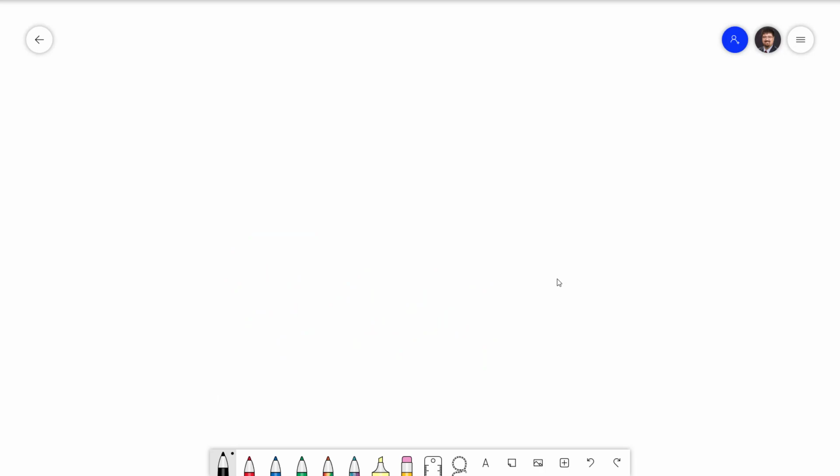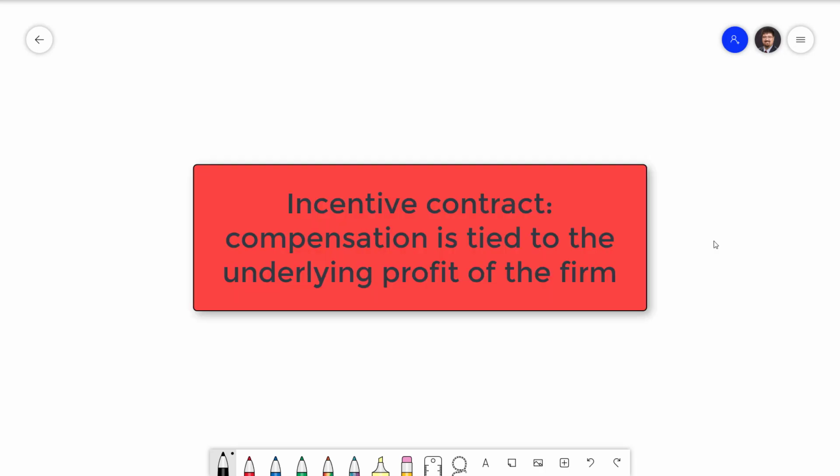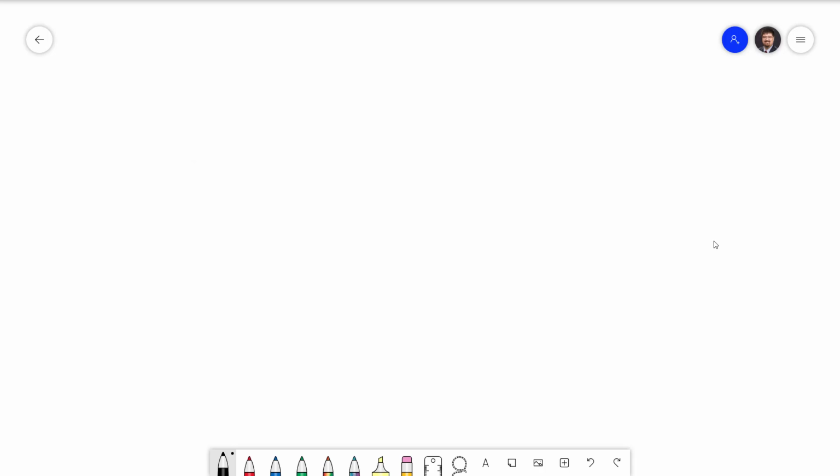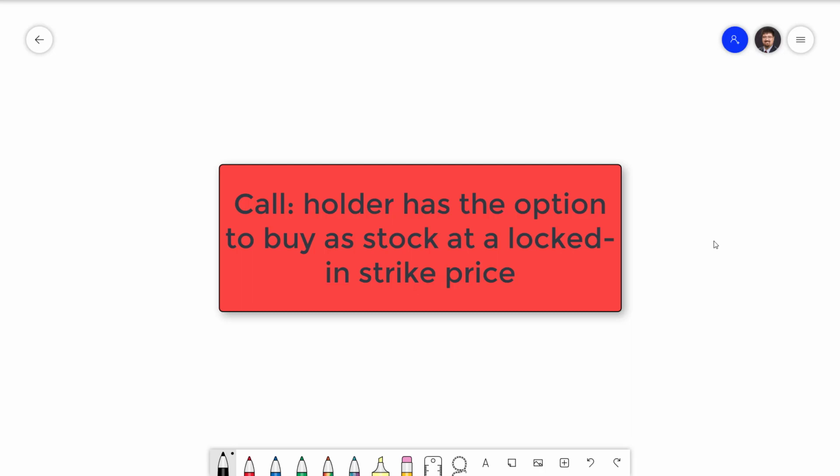So, if the fixed salary is not going to work, what's the alternative? The alternative is what we call an incentive contract. Incentive contracts is a very broad term encompassing all kinds of different compensation schemes where compensation is directly tied in some way to the company's profit. An example of this would be giving the manager stock options. For example, we could give the manager a call option. A call gives the holder the option to buy a stock at a locked-in price called the strike price at a predetermined future date.